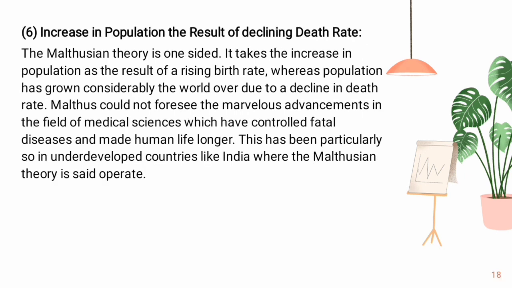So number 6, increase in population, the result of declining death rate. So Malthusian theory is one-sided. It takes the increase in population as the result of rising birth rate, whereas population has grown considerably the world over due to a decline in death rate. So Malthus could not foresee the marvelous advancement in the field of medical sciences, which have controlled fatal diseases and made human life longer.